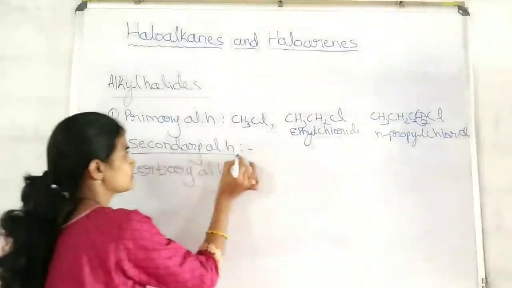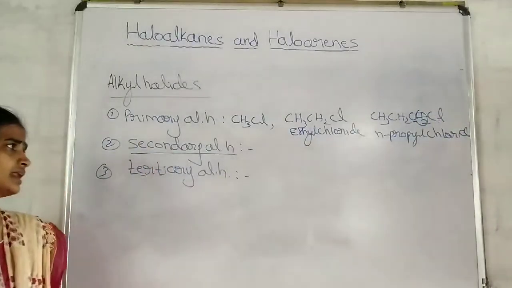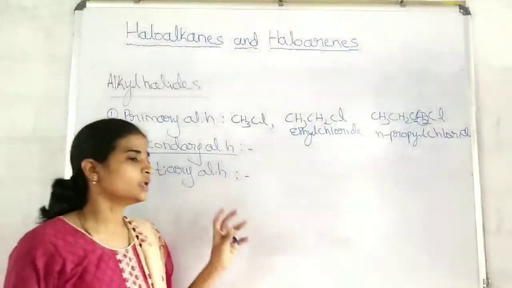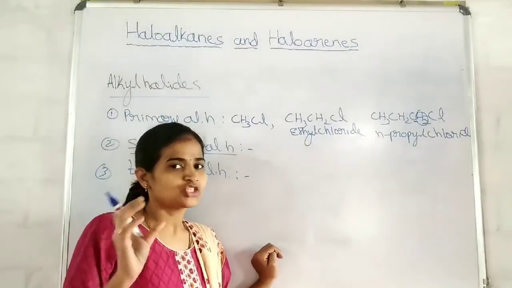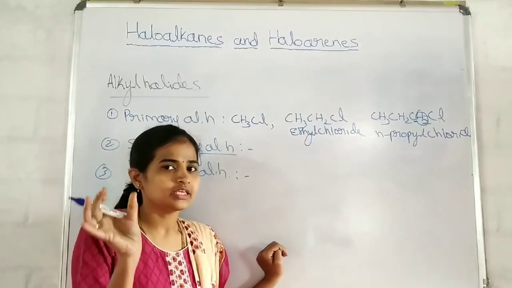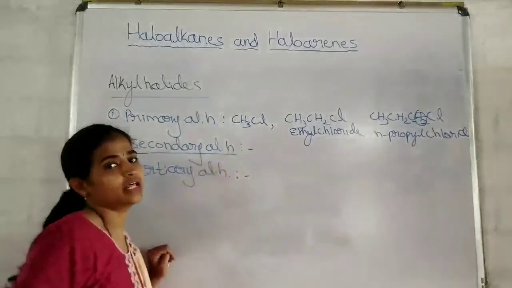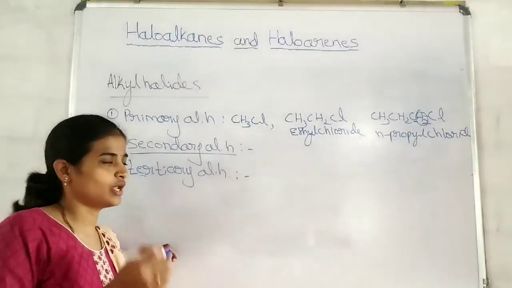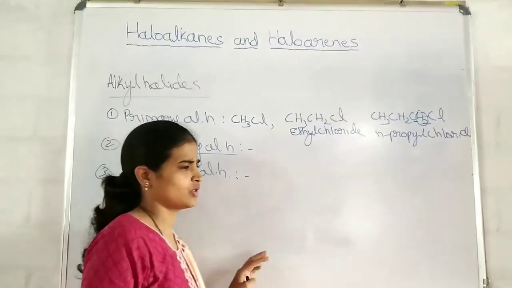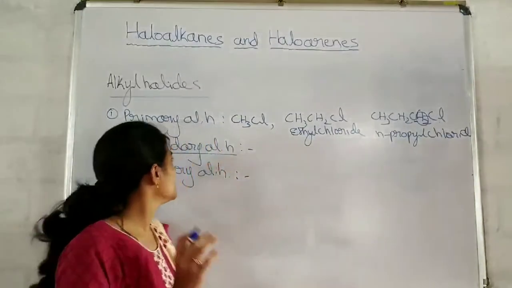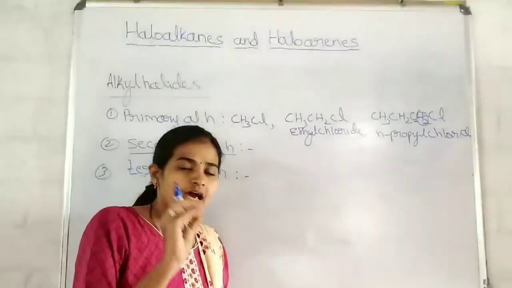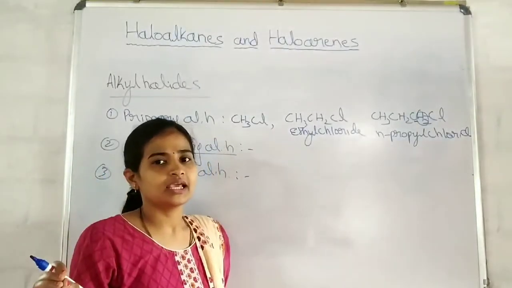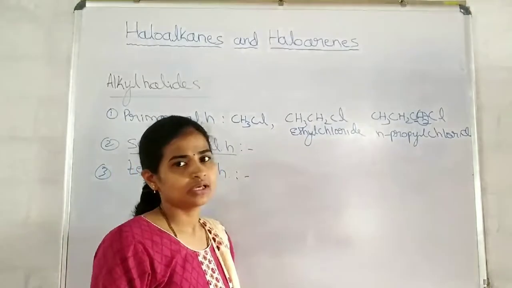Next, what are secondary alkyl halides? The alkyl halides in which the carbon atom attached with the halogen atom is what? Secondary. The carbon atom attached with the halogen atom is secondary. Or simply we can say secondary alkyl halides are those in which the carbon atom to which the halogen atom is attached is a secondary carbon atom.